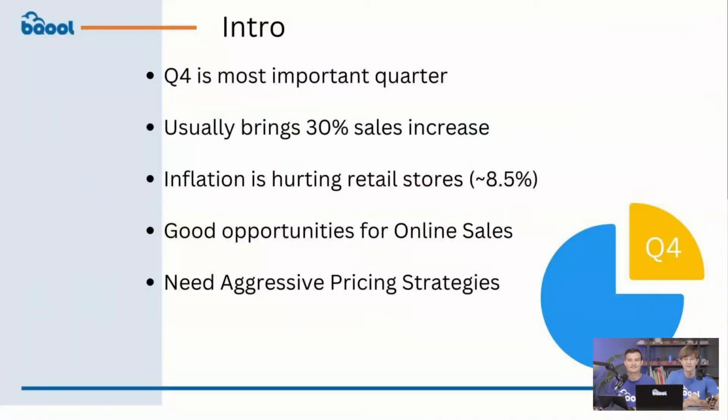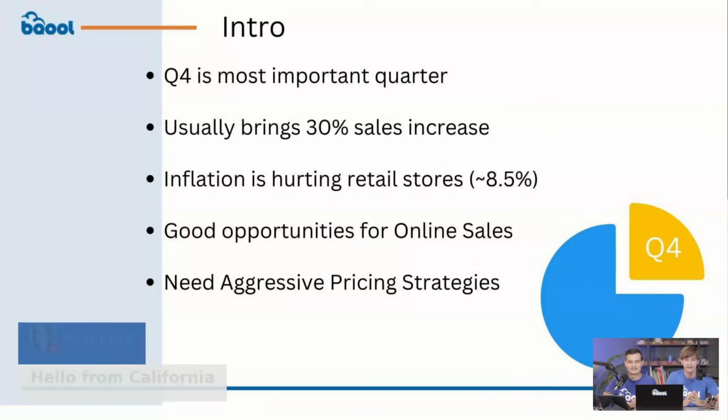Yeah, so first let me start with that. We all know that Q4 is the most important quarter of the year. All Amazon sellers want to sell during Q4. Some of the people only sell in Q4. So we all know how important it is. And during Q4, it helps us to bring at least 30% sales increase. So we want to make sure that we have some good strategies for Q4, which we prepared and I'm going to share with you guys later on.